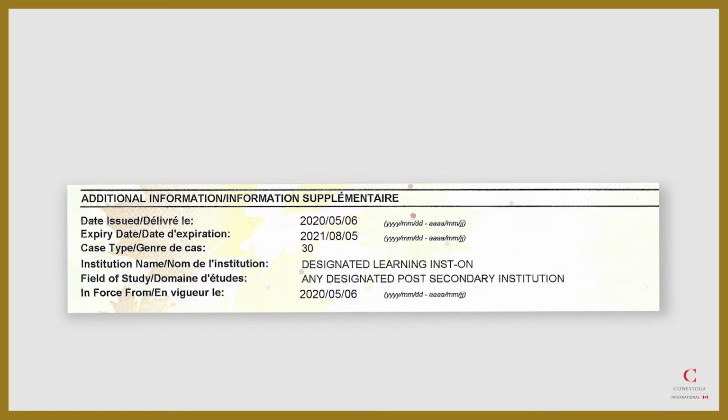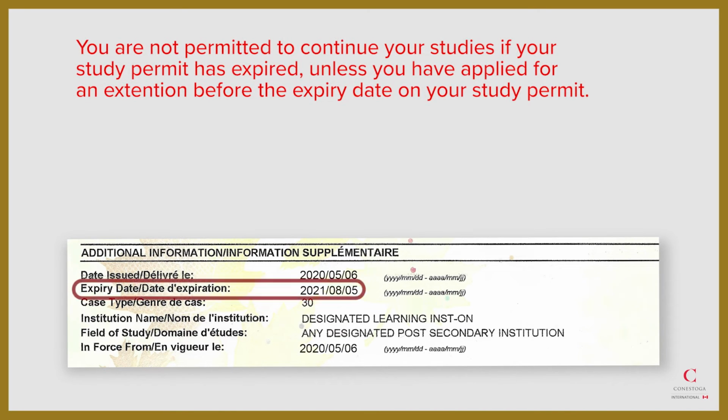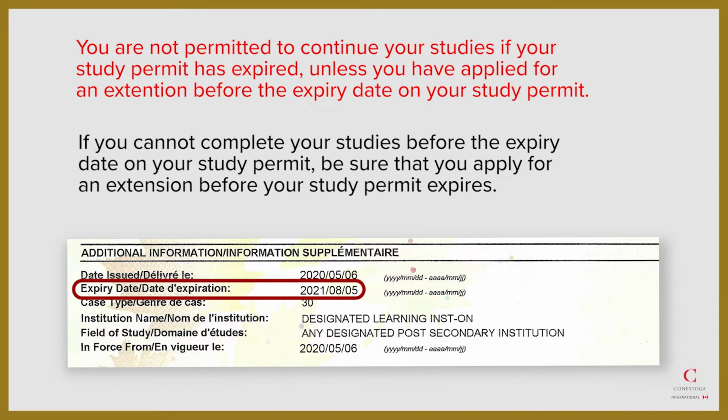Your study permit must remain valid while studying. You are not permitted to continue your studies if your study permit has expired, unless you have applied for an extension before the expiry date on your study permit. If you cannot complete your studies before the expiry date on your study permit, be sure that you apply for an extension before your study permit expires.